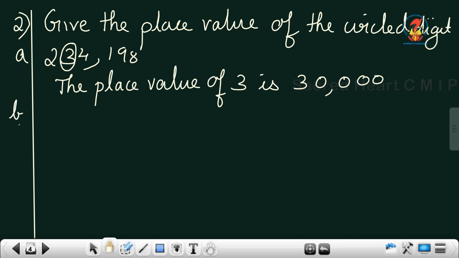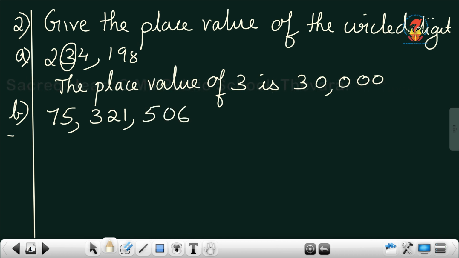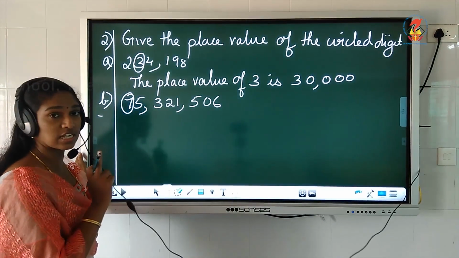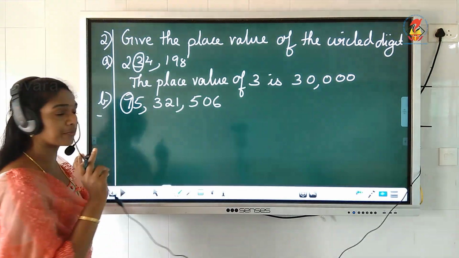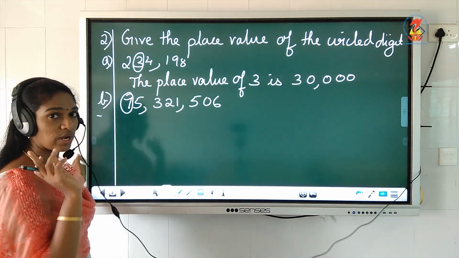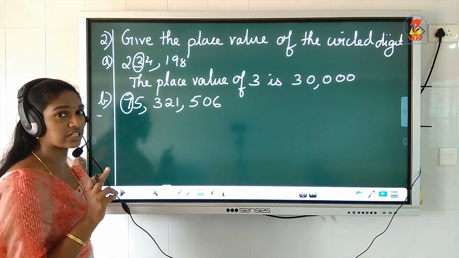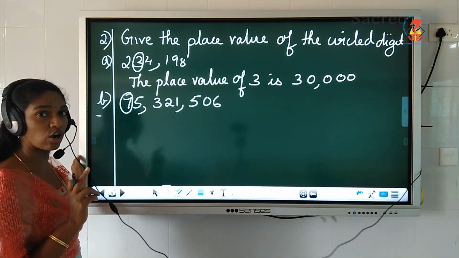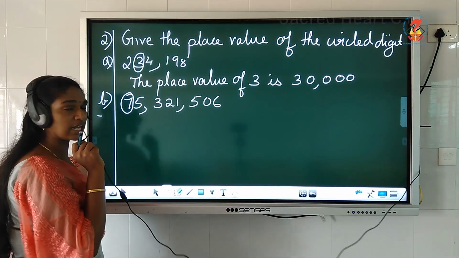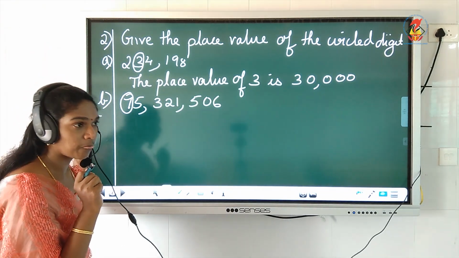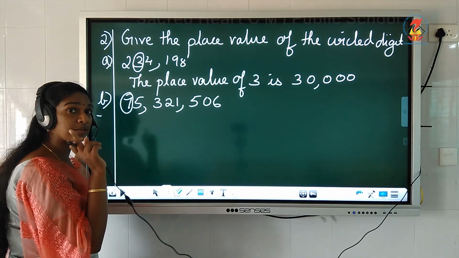Now, let me see another question. 75,321,506. In this, 7 is circled. So, children, can you tell me 7 is in which place? This is a number in the international system. See the comma put? How is the comma put? After every 3 digits. So, understand from that, this number is in the international system. So, can you tell me 7 comes in which place? Yes, 7 is coming in the 10 million place.